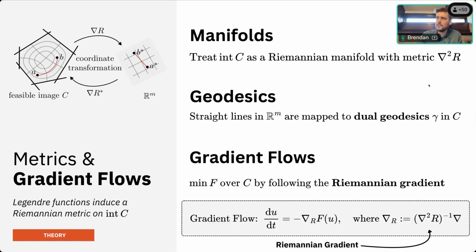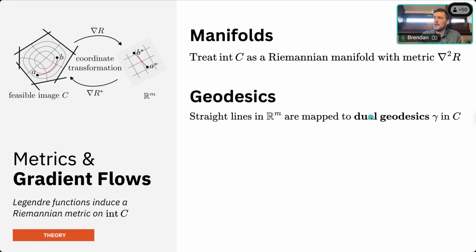Then, once we have the metric defined, we can define geodesics, the concept of straight lines on our manifold. And it turns out that under this metric, we have curved lines. That's how we would navigate, move from A to B in our feasible set. But under the transformation, they turn into straight lines over here. And this means that if we design an algorithm where we just want to define an additive update rule like gradient descent, it's very convenient to do it over here and then transform back.